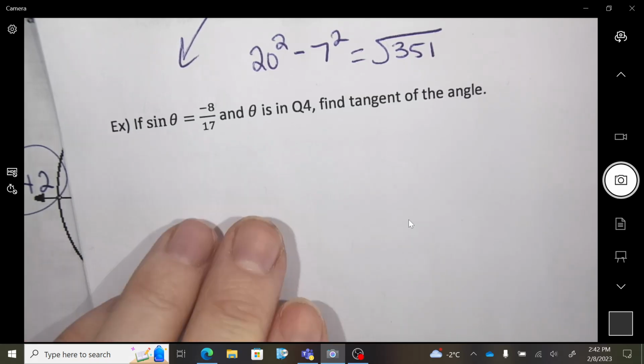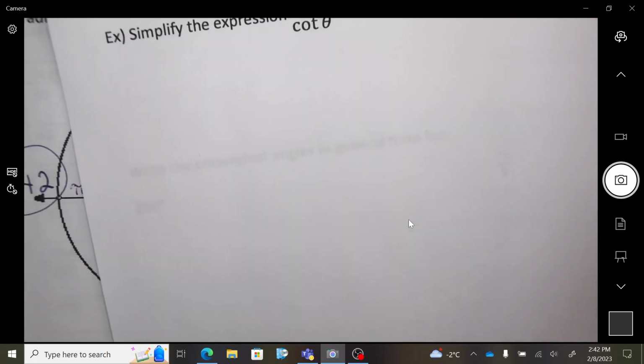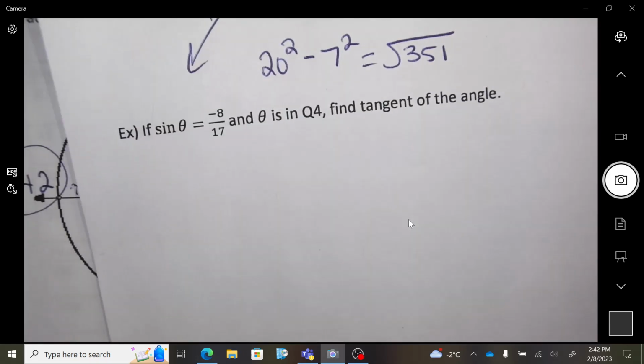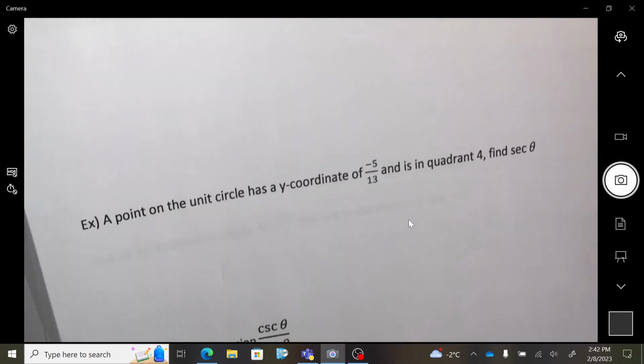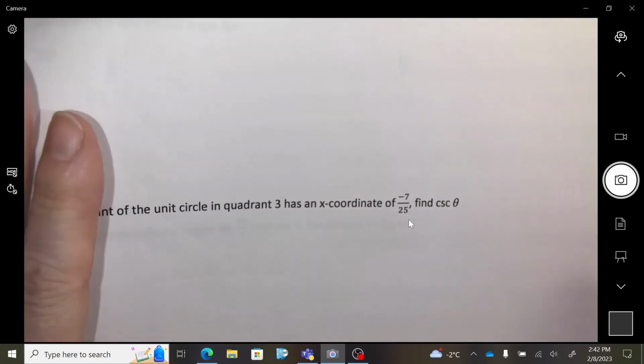Oh, I need an example where I don't tell you the quadrant. Okay, next. Are you okay if I skip this one? Yeah, I'm going to skip that one. You know how to do that one. I really wanted you to do that one. Oh, I'm sorry, it had a bigger number. It was actually too easy.